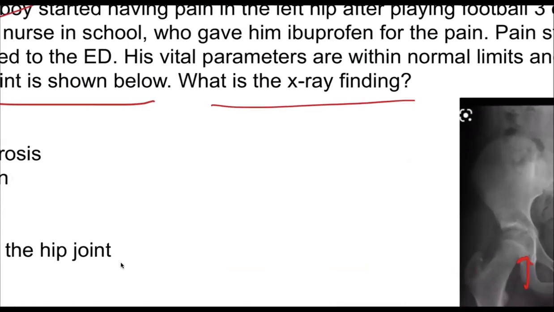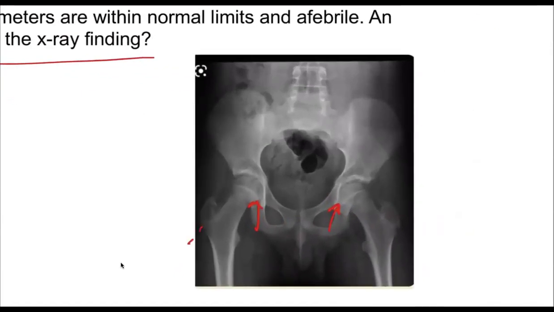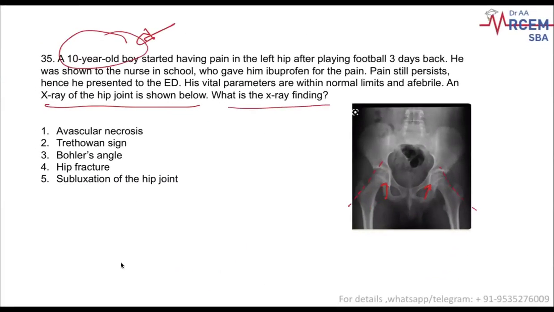10 years is close to adolescent age. That's why I'll start to draw a Trethowan's line. It is basically positive on both sides, suggestive of SUFE. Suggestive of SUFE, it is a Trethowan's sign which is present here. SUFE stands for slipped upper femoral epiphysis.